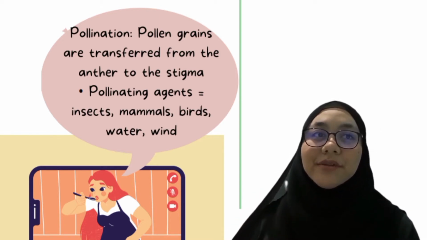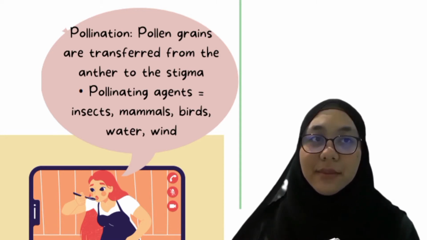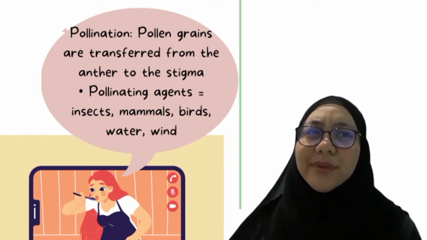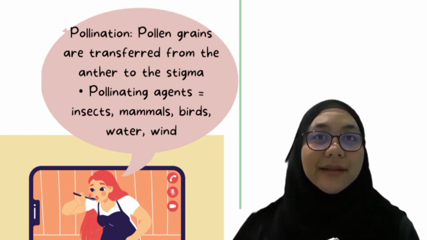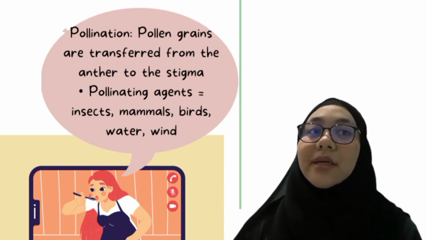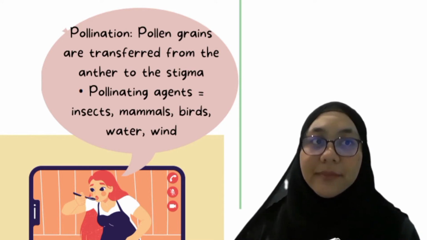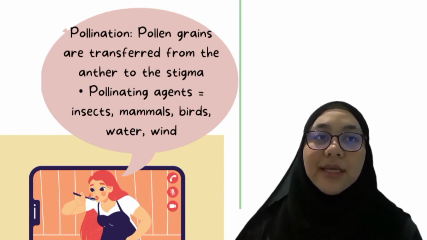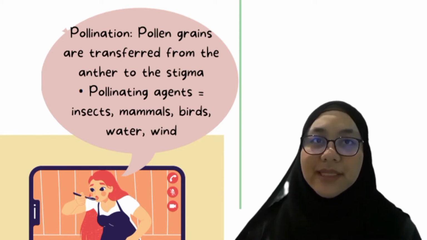Next, the pollen grains that have been transferred to the stigma will germinate and form a pollen tube. The pollen tube will grow down towards the ovule through the style. Then, the generative nucleus will move along the pollen tube towards the ovule. At the same time, the generative nucleus will divide by mitosis to form two male gametes.